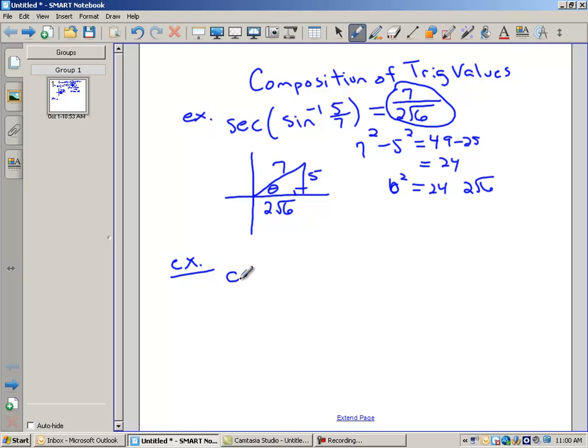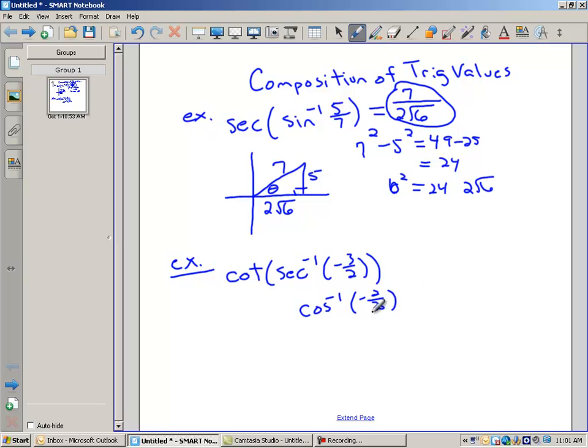Let's find the cotangent of the arc secant of negative 3/2. Boy, look at all those parentheses. All right, so we're going to work from the inside out. We see that the arc secant of negative 3/2 is the same thing as the arc cosine of negative 2/3.